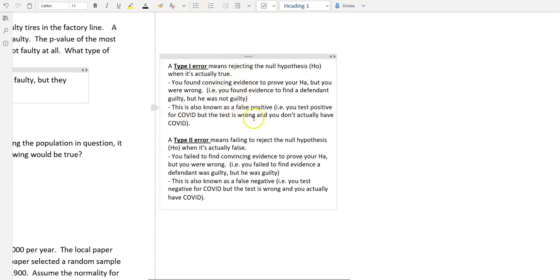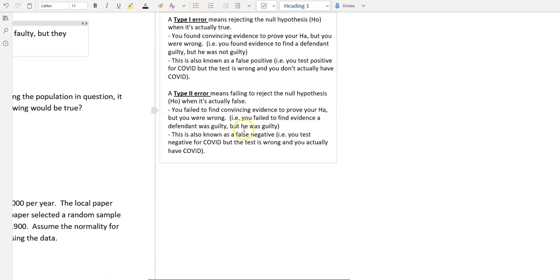And then you've got a type 2 error, which is the opposite of this. This means you failed to reject it. You failed to prove anything, and you should have, because the H0 was actually false. So you failed to find convincing evidence to prove your HA, but you were wrong. Like in the court case, that would mean you failed to find evidence the defendant was guilty, but he was guilty. So you're letting a guilty man go free. In type 1, we were letting an innocent man go to prison. In type 2, we're letting a guilty man go free.